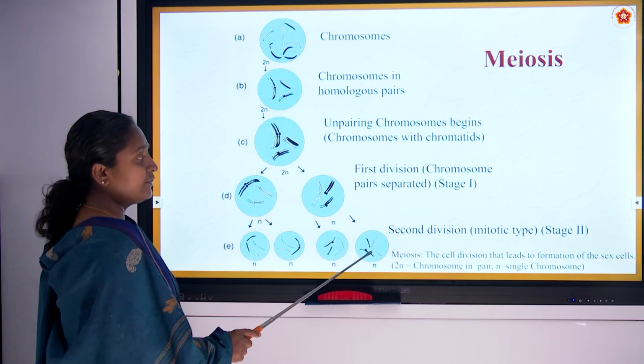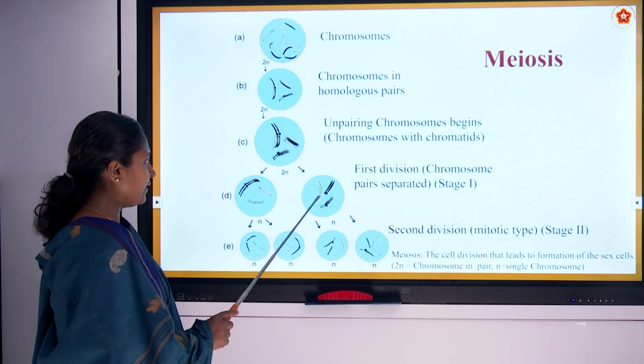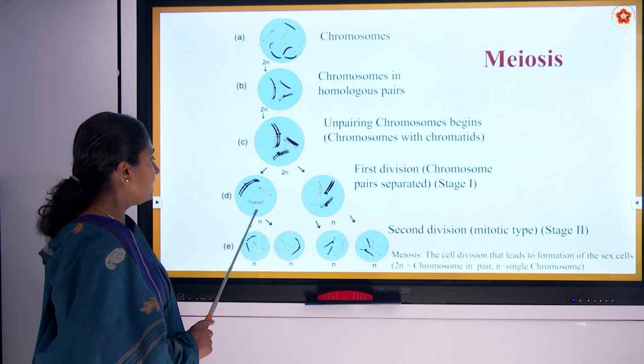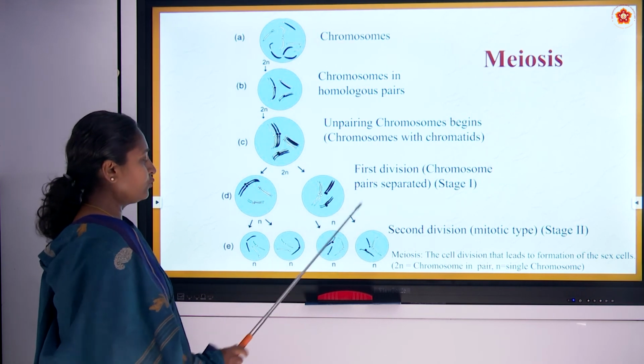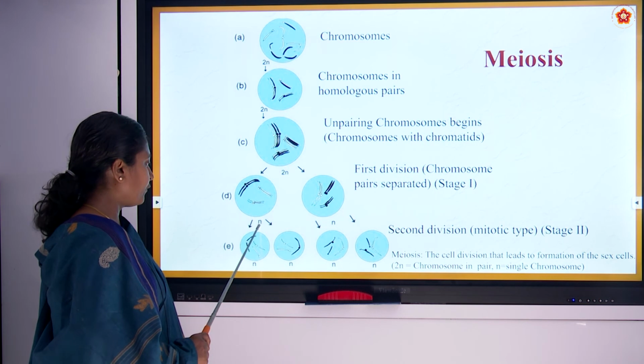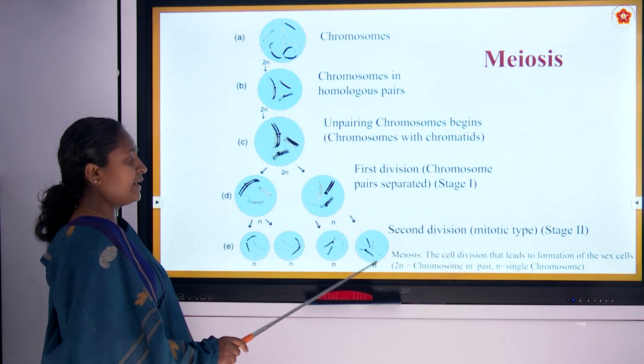And in the second division, what is happening? Each cell has to divide. Can you see this cell and this cell, both are dividing. This cell is giving rise to 2 cells. Similarly, this cell is also giving rise to 2 cells. The same n number of chromosomes is still maintained here. Can you see that the n number of chromosomes are still present?